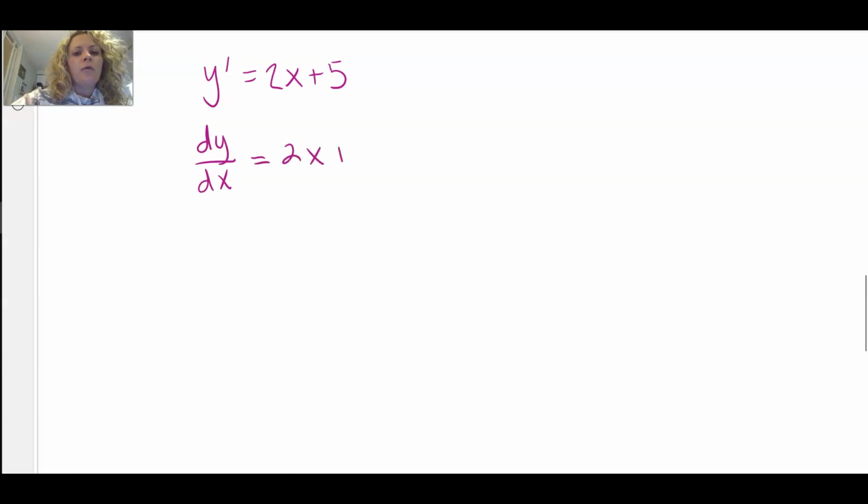So when we go to solve this, when we integrate this, the first thing that we would really do here is multiply both sides of this by dx. And I think I just kind of glossed over this fact in our last video. So we end up with dy equals 2x plus 5 times dx.